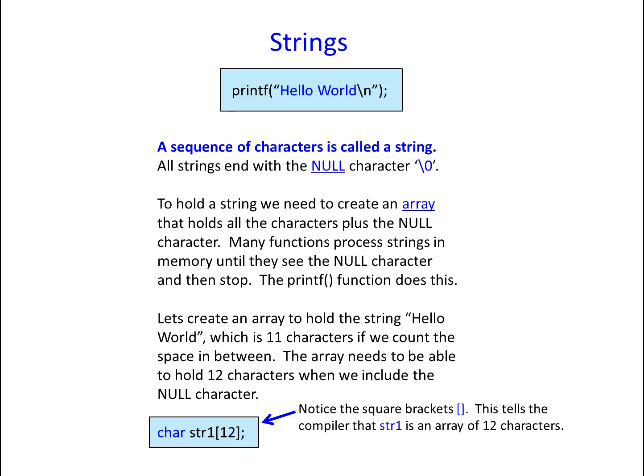Now, for our purposes, let's create a spot in memory that will hold the string hello world. Hello world is 11 characters if we're counting the space in between. And we also need the null character at the end, so we need room for 12 characters. And so we will say, all right, we're going to create a character. The variable name is string1 here. And now we have these square brackets that tell the compiler to reserve room for 12 characters. And that last character is the null character.